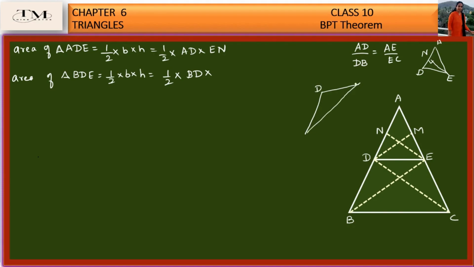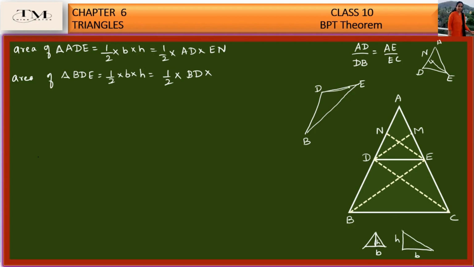This is D and this is E and this is B. So this is the triangle. Suppose if we take the equilateral triangle, this will be the base and this will be the height. So this is height and this is base. If we take a right angle triangle, this will be the base, this will be the height. That is, height should be perpendicular to the base.